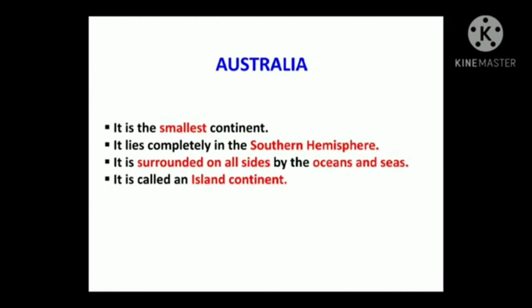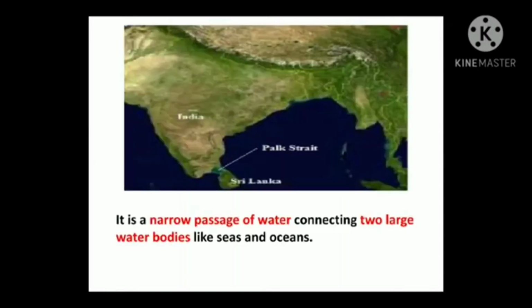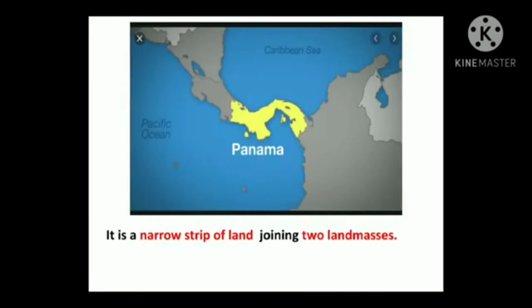And here you have to study one more thing, that is the difference between strait and isthmus. So what is a strait? A strait is a narrow passage of water connecting two large water bodies like seas and oceans. And the next one is isthmus. What is an isthmus? An isthmus is a narrow strip of land joining two land masses.